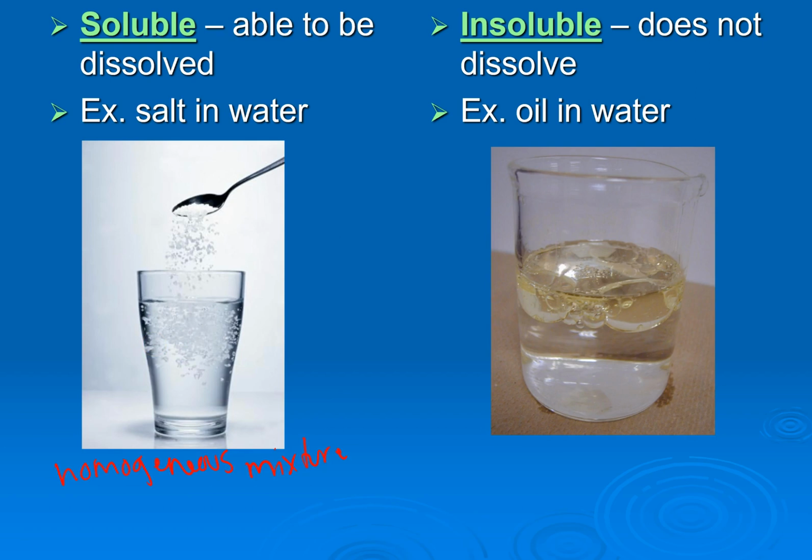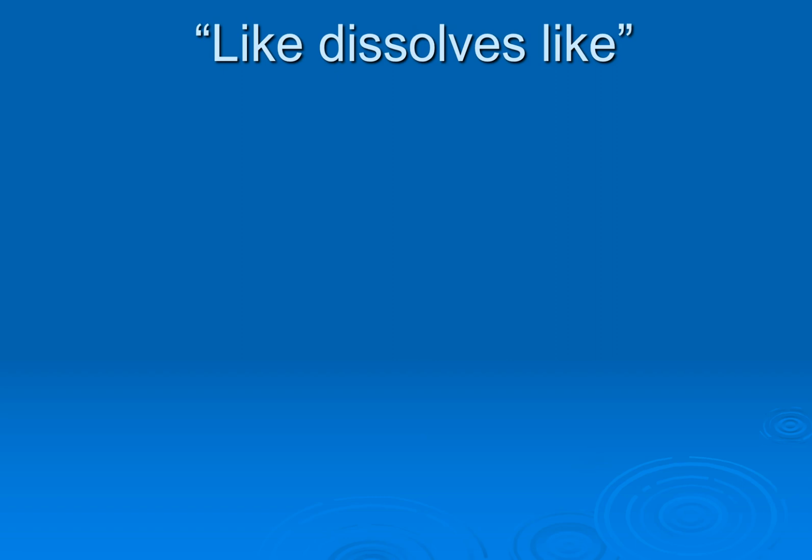So if something is insoluble, that means it will not dissolve. So that's going to be like oil and water. You can very clearly see we have a line for the oil, and then we have a line for the water. So you can't just mix whatever solute with whatever solvent and then just make a solution. There are some rules that you have to follow. And this is the main big rule for solubility.